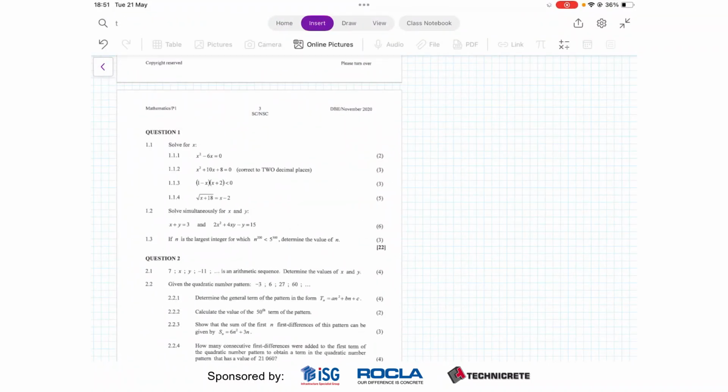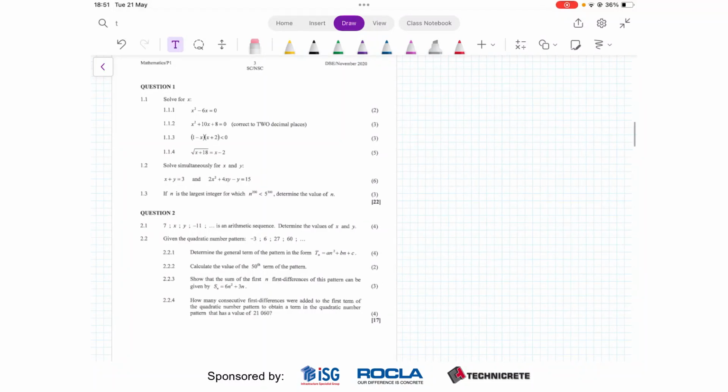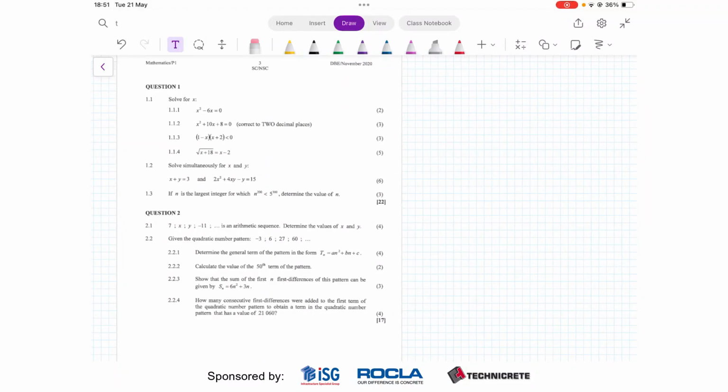Hello everyone, we are going through the 2020 November Mathematics Paper 1. Diving right in for question 1.1. We are asked to solve for x.